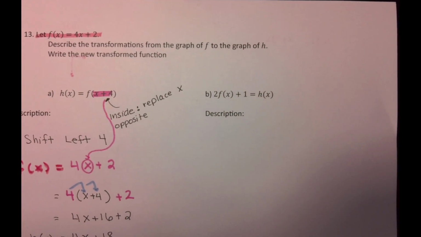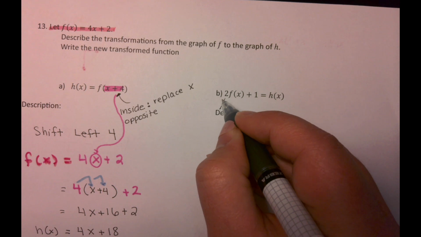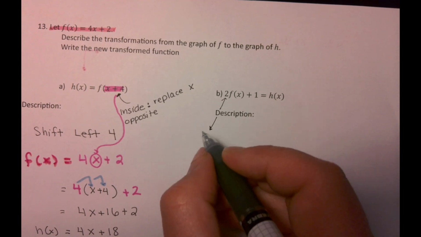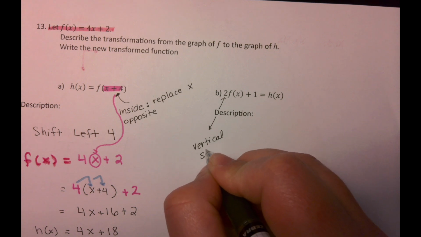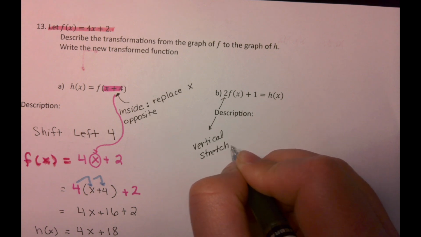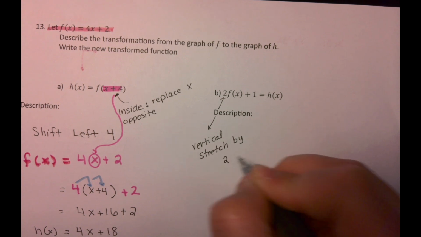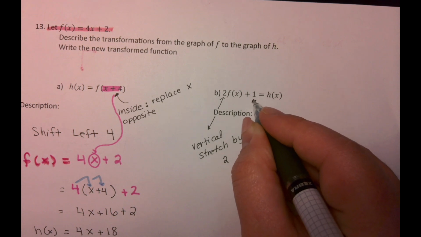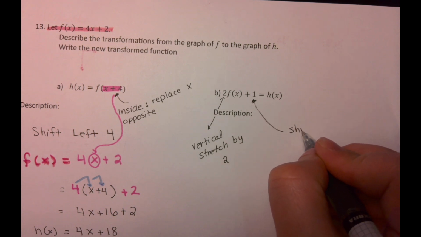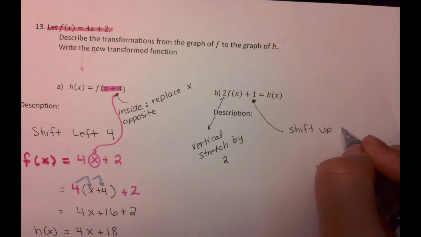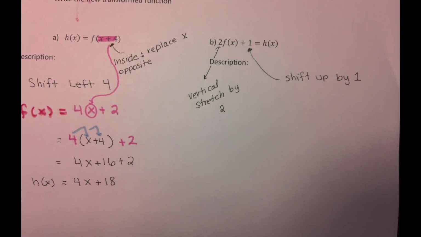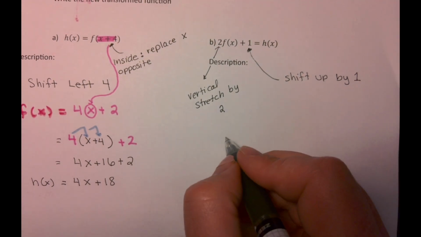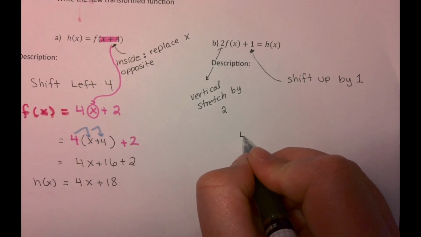So if we take a look here, let's do our description. We have a 2 on the outside being multiplied. This is called a vertical stretch because it's bigger by a factor of 2. And because we have a plus 1 on the outside, we're going to shift up by 1. Then again, how do we do that? Because we have a 2 and the 1 on the outside, we're going to write out our function.